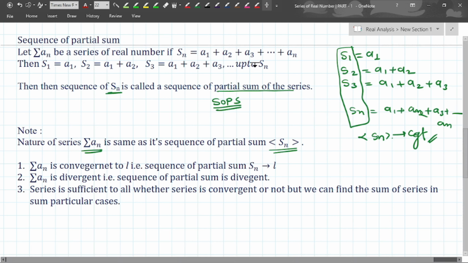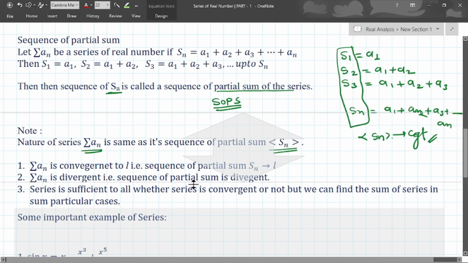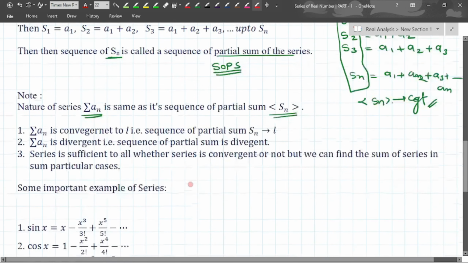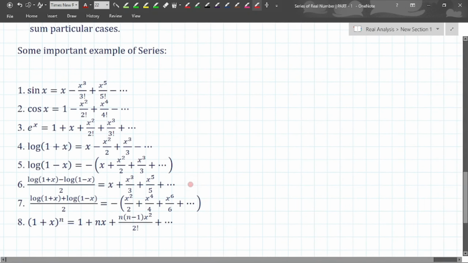Now these are all the basics about series and their definition. Now we'll go to the questions. We'll have some predefined series, or we can express functions in the form of series here.